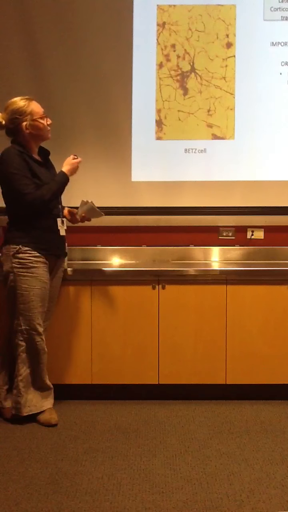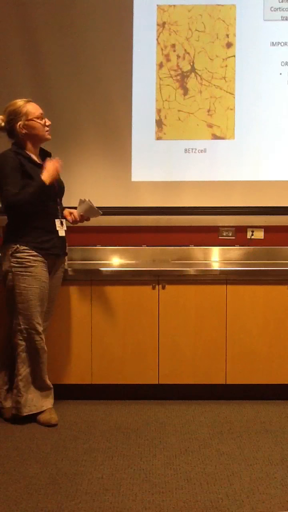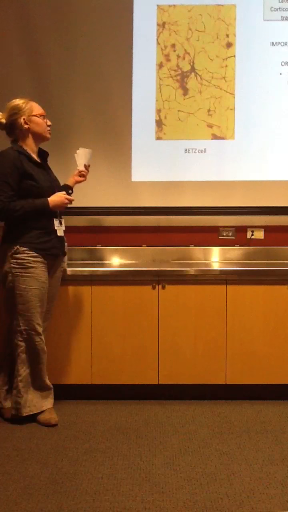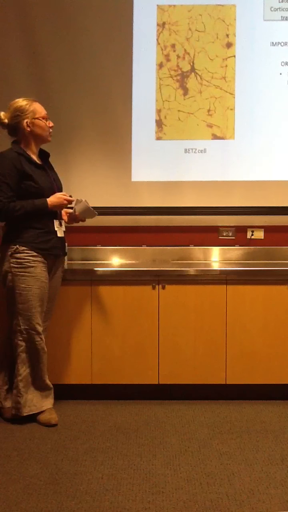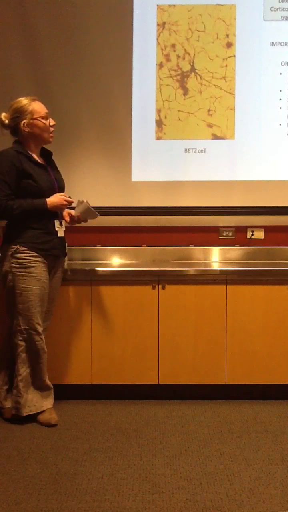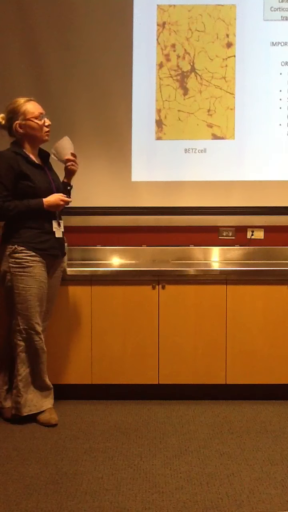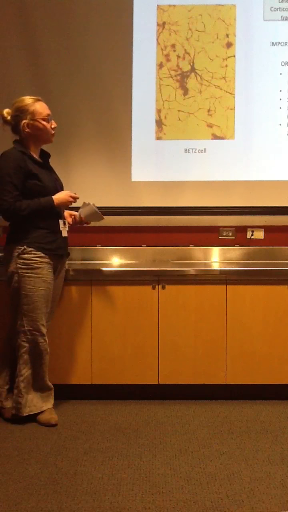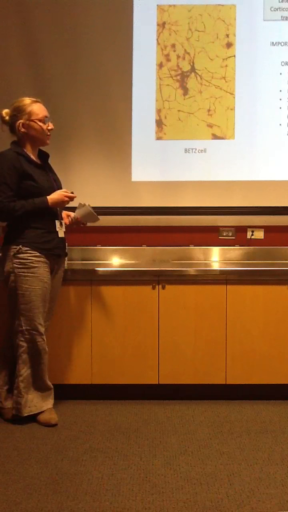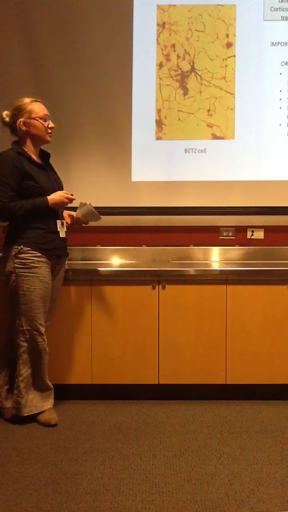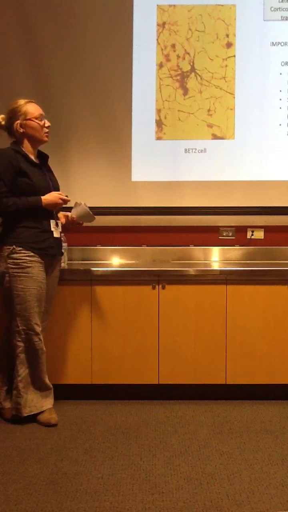So that's the example of a Betz cell. In the picture, it has very, very long axons and apical dendrites and all kinds of dendrites. Also, besides primary motor cortex, corticospinal tract fibers originate from other areas like premotor cortex, SMA, supplementary motor area, primary somatosensory cortex, and posterior parietal cortex.